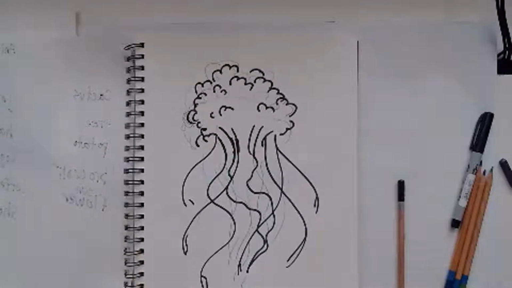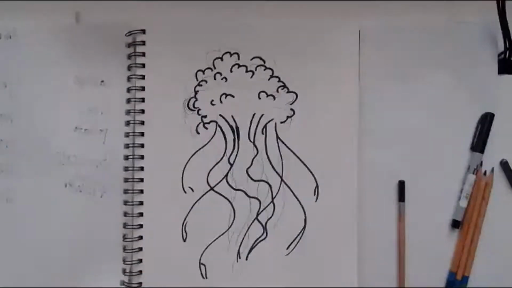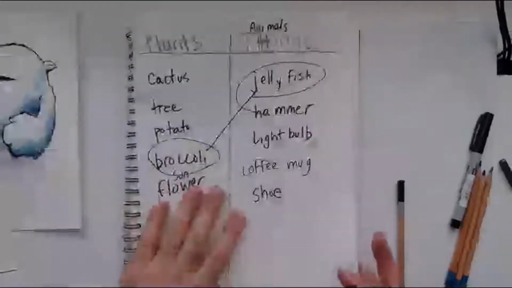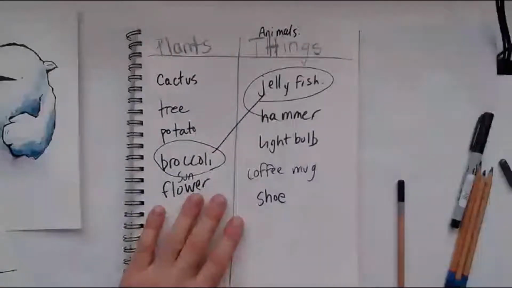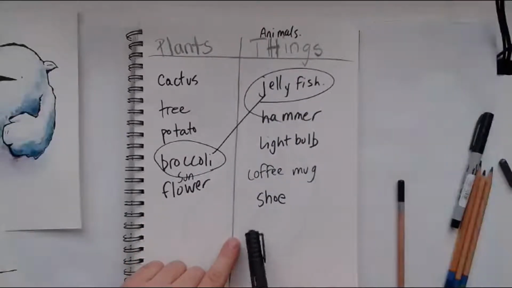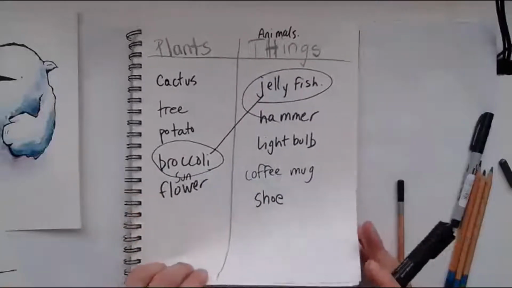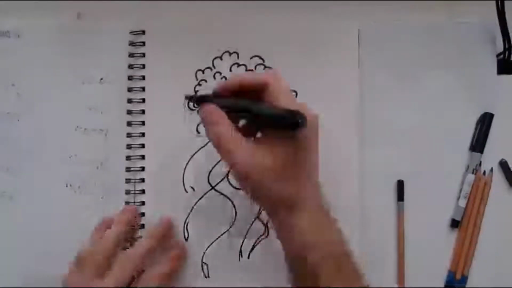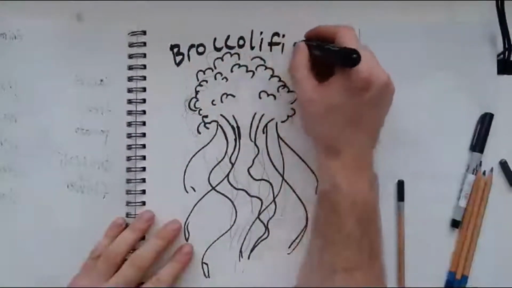So if you're sort of thinking about, you know, you want to create a character and you get a little bit stuck, this is always a really, really fun and easy game to play, to sort of inspire some creativity, and you can have a little more fun by having somebody else pick the two things for you, and then you have to put them together. So there's our broccoli jellyfish, or our broccoli fish.